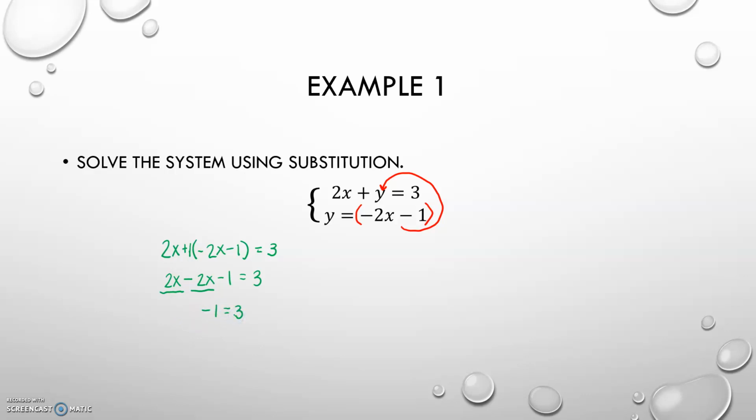Now, this is a little weird because our x is gone, but what we should remember from solving equations is that when our x is gone, we look at the statement that we're left with. In this case, negative 1 is equal to 3. And we say, is this a true statement? Is negative 1 equal to 3? No, it's not. So since this one is not true, we would say that this is no solution.